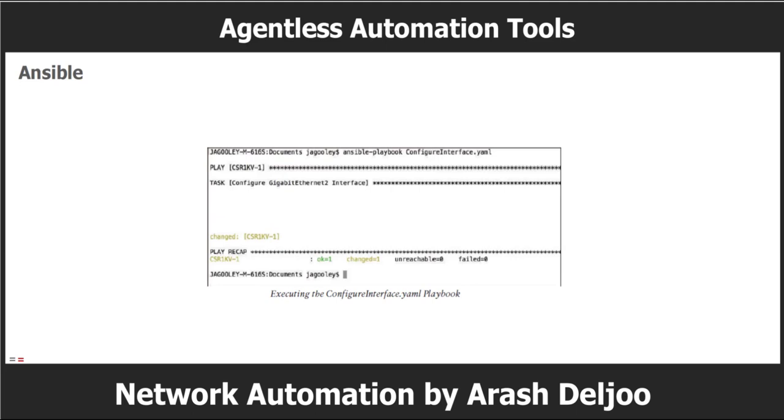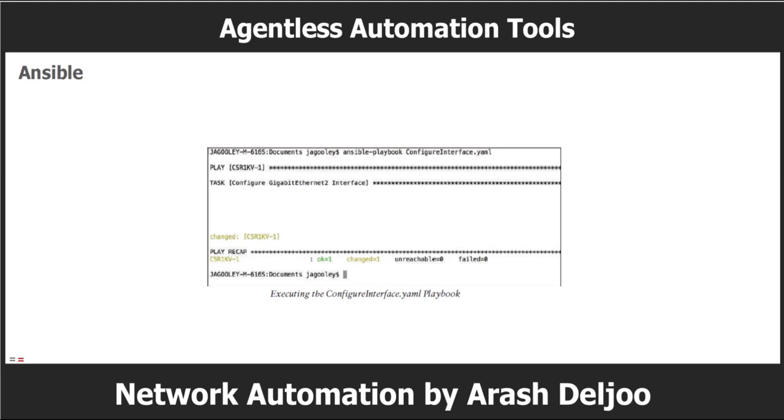To execute this playbook, the ansible-playbook command is used to call the specific playbook YAML file, configure_interface.yaml. This figure shows the output from calling the playbook from the Linux shell. The important things to note in the output are the play, task, and play recap sections, which list the name of the play and each individual task that gets executed in each play.